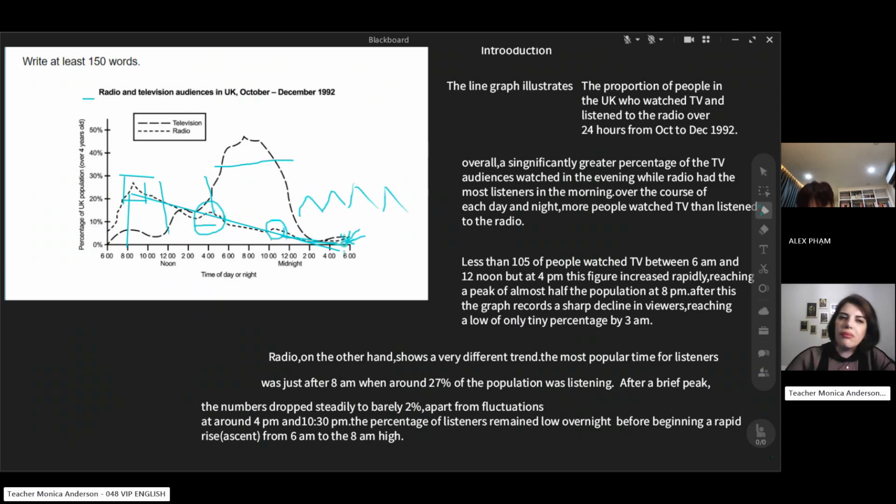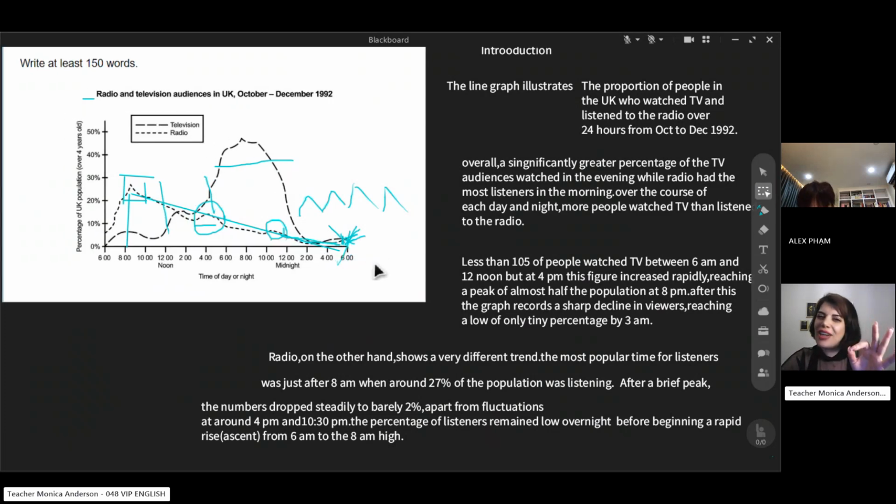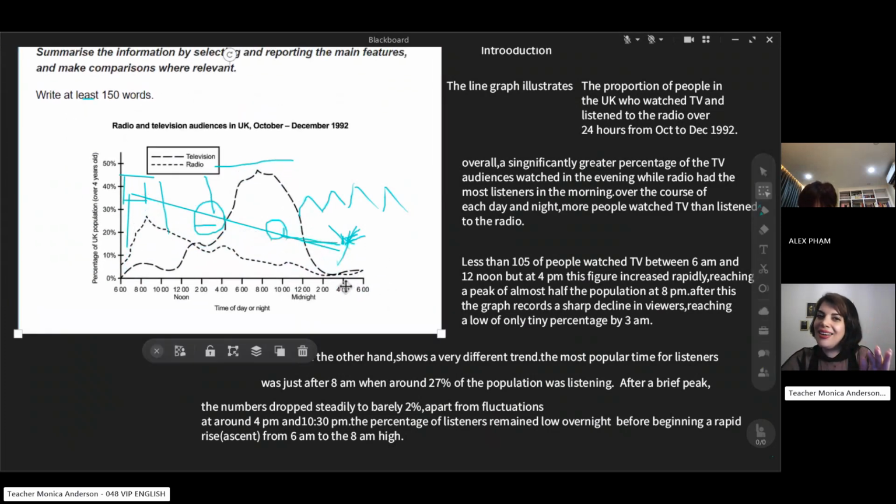So here, for example, if my line ended here without the end part, I would write, for example, the percentage of listeners remained low overnight, and that's it. I didn't mention it. But here, because I have another thing that I can see, it's going up, I need to mention it.